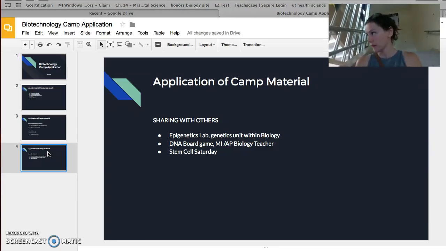And then I plan to do the stem cell Saturday. We take about 12 students to Marshfield. They have a Saturday in February where we take about 12 students. It's a 3-hour drive there and back, and they're able to go on tours.